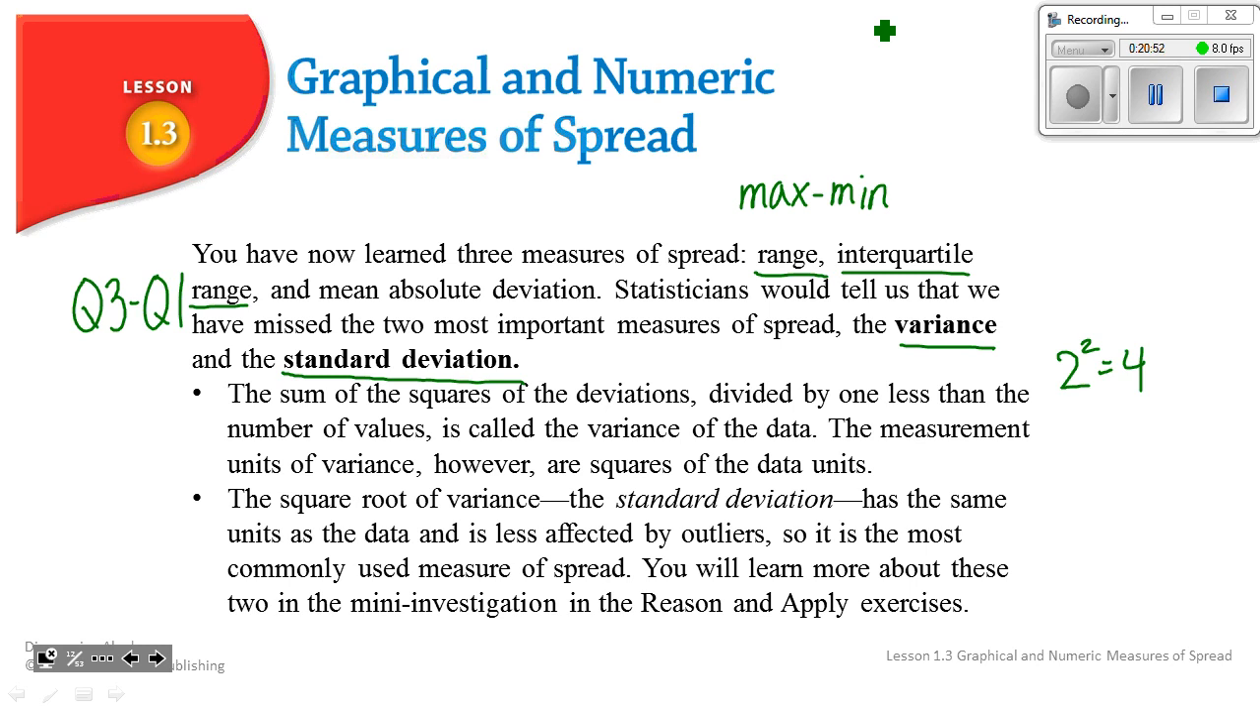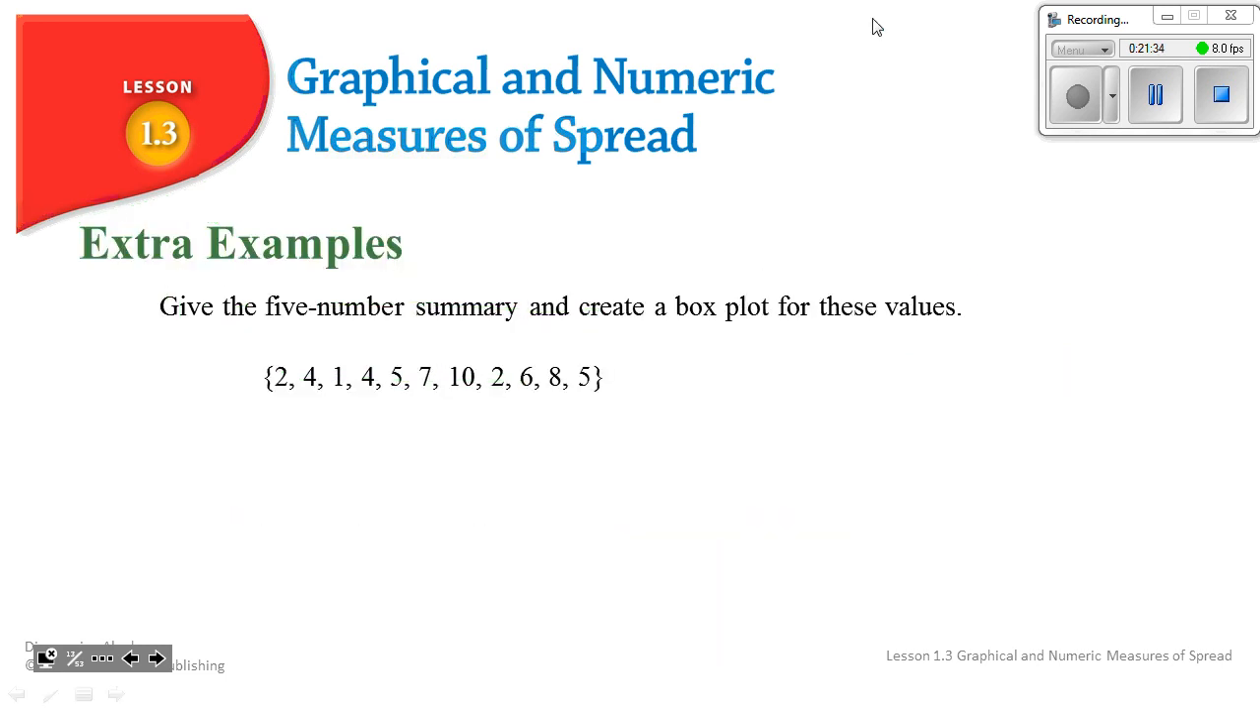And then the square root of the variance is going to be called the standard deviation. So if I get that value for my variance and I take the square root of it, I'm going to have the standard deviation. Again, we'll learn a little bit more about that in class. Make sure, however, you have these things: range, interquartile range, and mean absolute deviation. Make sure you have those 3 things for sure in your notes, okay?